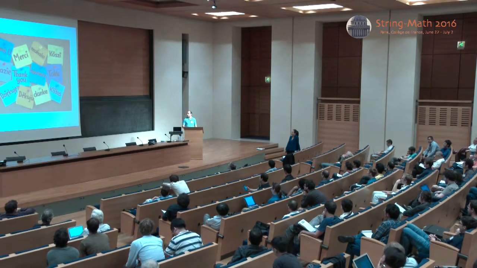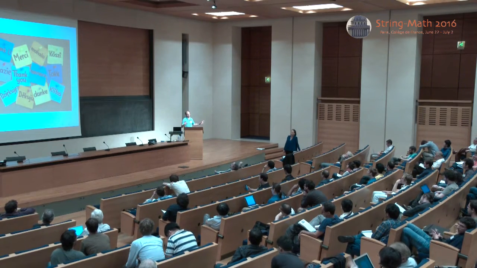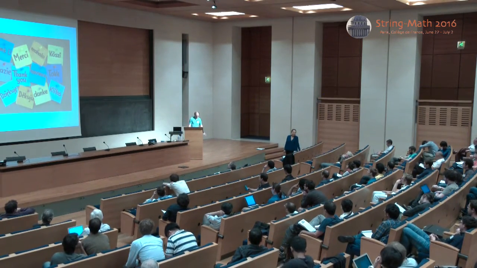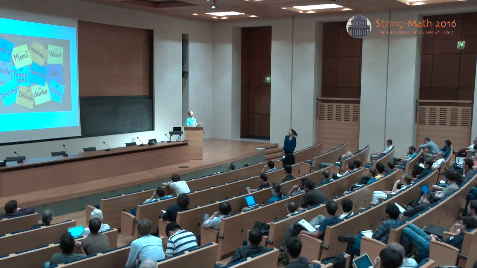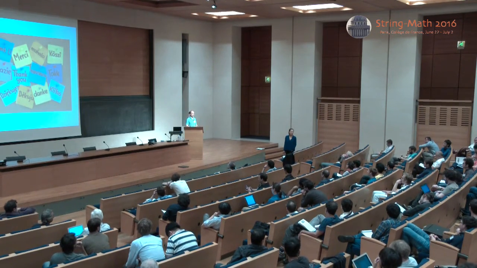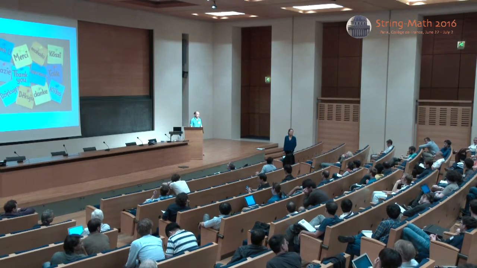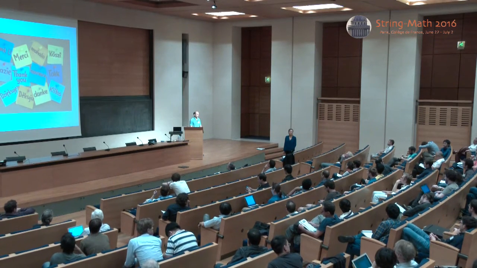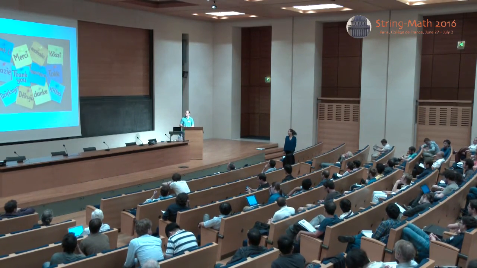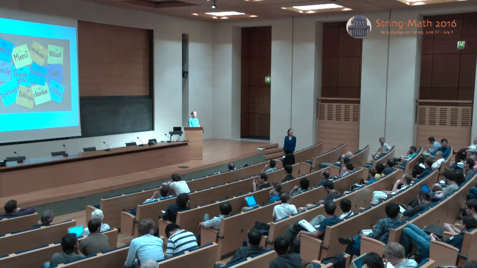So now, do I have one minute? Okay, that's okay, very good. So in this case, these are some references. What was known before? The answer in genus zero was known before, and the first Chern class was known before.